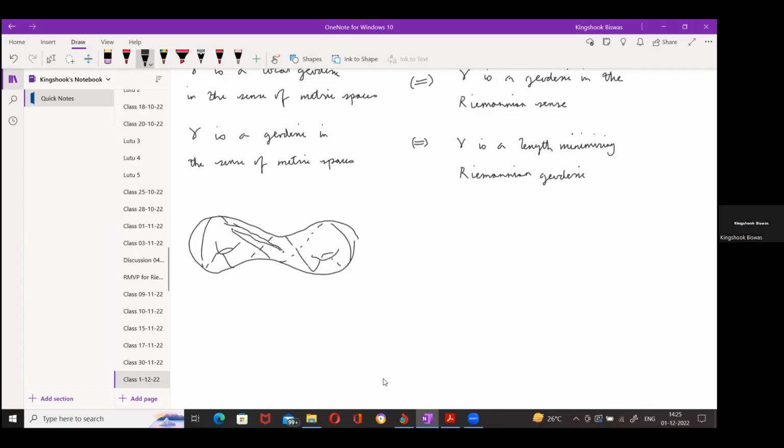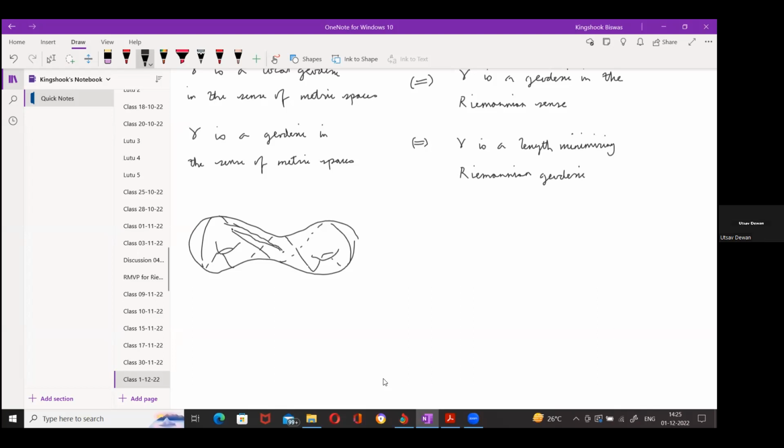So the second geodesic is only a local geodesic in the sense of metric spaces. It's not a geodesic in the metric sense. It's only a local geodesic. The first one, the length minimizing geodesic, is a geodesic in the sense of metric spaces. The other one is only a local geodesic. So is the difference clear?